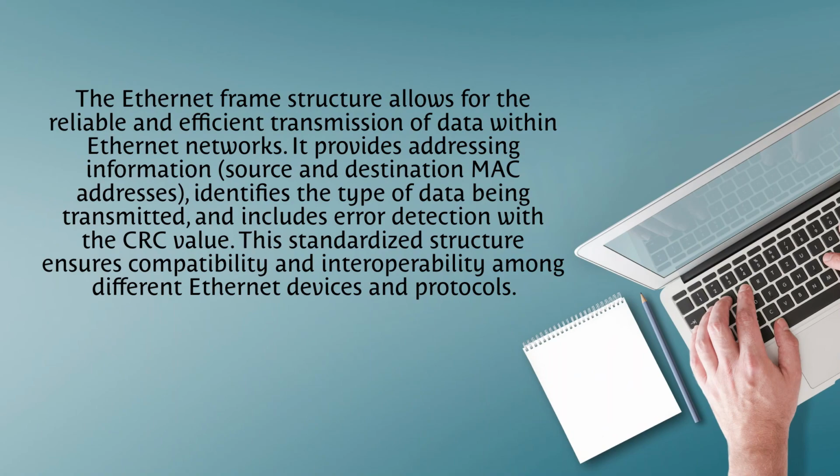The Ethernet frame structure allows for the reliable and efficient transmission of data within Ethernet networks. It provides addressing information, source and destination MAC addresses, identifies the type of data being transmitted, and includes error detection with the CRC value. This standardized structure ensures compatibility and interoperability among different Ethernet devices and protocols.